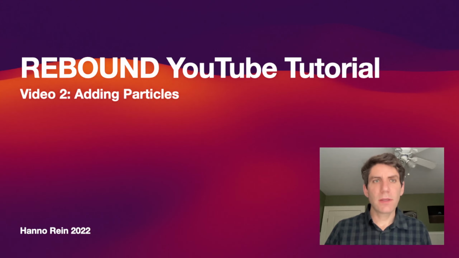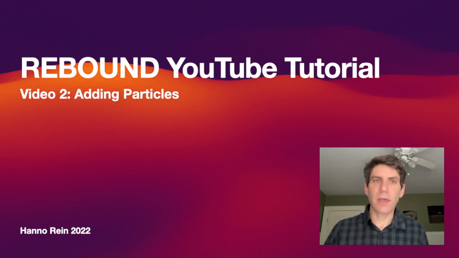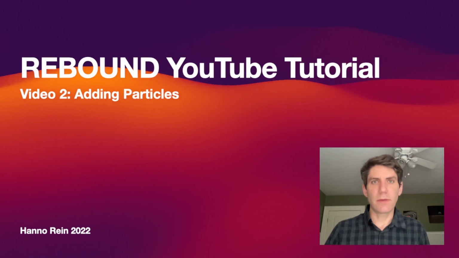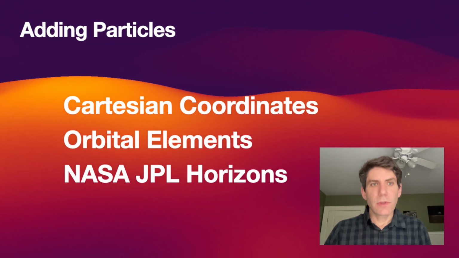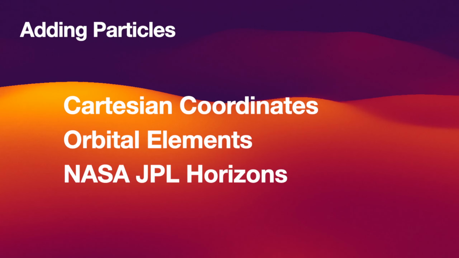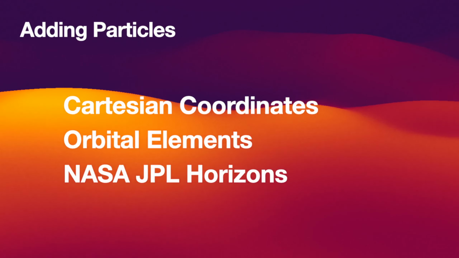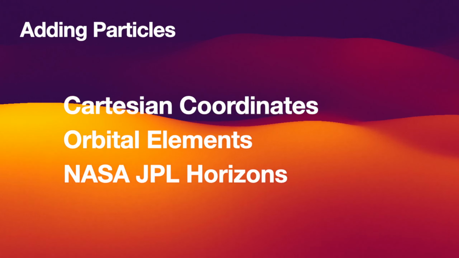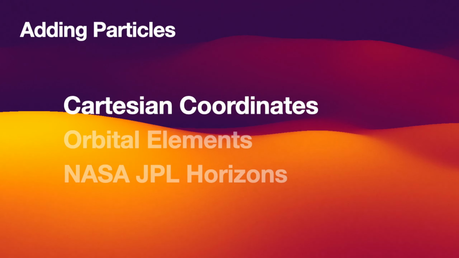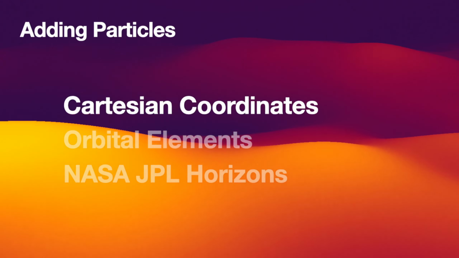My name is Hanno Rein and today I'll talk to you about how to add particles to a rebound simulation. We'll first be talking about how the coordinate system in rebound works, then we'll talk a bit about orbital elements, and then I'll show you how to interface with the NASA JPL Horizons system. So let's start with the Cartesian coordinates and how to add a particle using this in rebound.